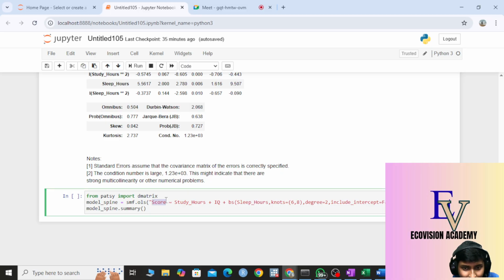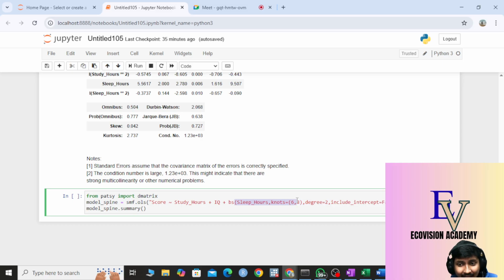So what is my dependent variable? Score. Independent variables: study hours is included, IQ is included, and for sleep hours you are doing a spline regression. Score tilde, up to this is normal OLS. Y equals alpha plus beta 1 x1 plus beta 2 x2. What is my x1? Study hours. What is my x2? IQ. But I want to include sleep hours as a spline model.